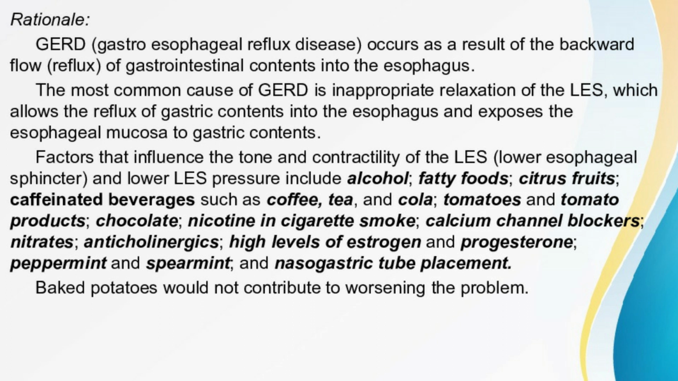foods, citrus fruits, caffeinated beverages such as coffee, tea, and cola, tomatoes and tomato products, chocolate, nicotine and cigarette smoke, calcium channel blockers, nitrates, anticholinergics, high levels of estrogen and progesterone, peppermint and spearmint, and nasogastric tube placement. Baked potatoes would not contribute to worsening the problem.